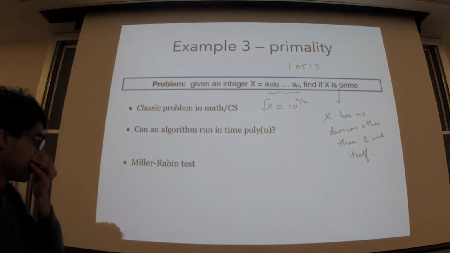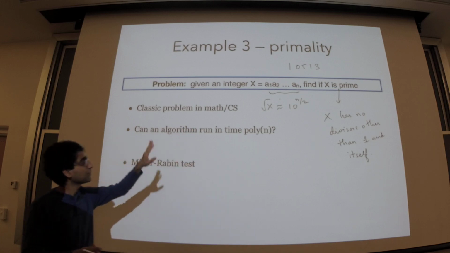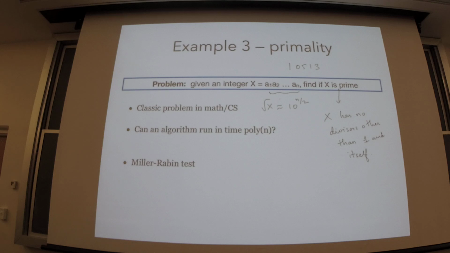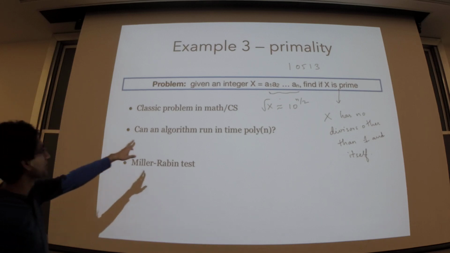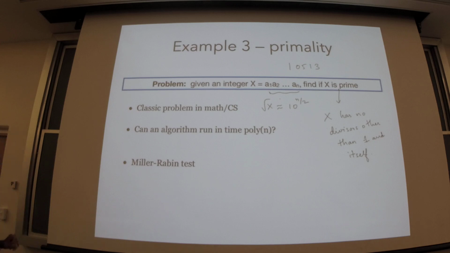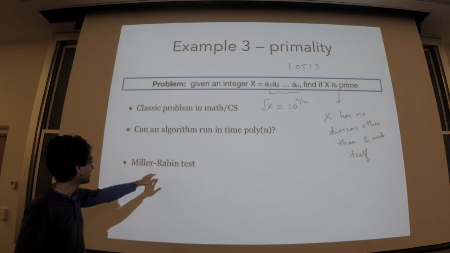So this is a common problem, and it also has some cryptographic applications. So this is a very well studied question. All right, and now the question is, can you have an algorithm that runs in time polynomial in n? So it turns out that there is a very simple probabilistic test that one can do. Unfortunately, I don't think we'll have time to go into this, but this is called the Miller-Rabin test.